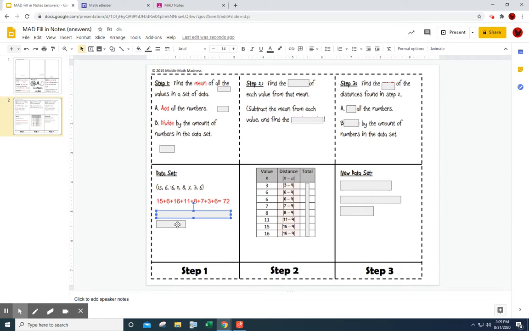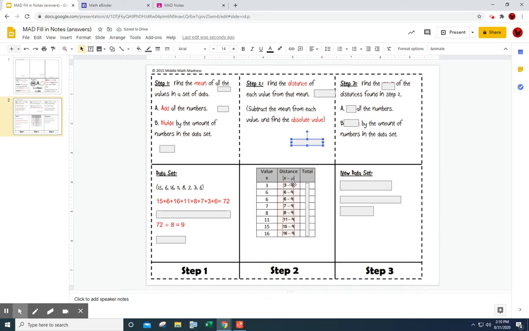And then we're going to divide by the amount of numbers that we have here. So we got 1, 2, 3, 4, 5, 6, 7, 8. So we're going to divide 72 by 8 and get 9. So that's step 1. Step 2 is to find the distance of each value from the mean. To do that, we're going to subtract the mean from each value and find the absolute value of that.